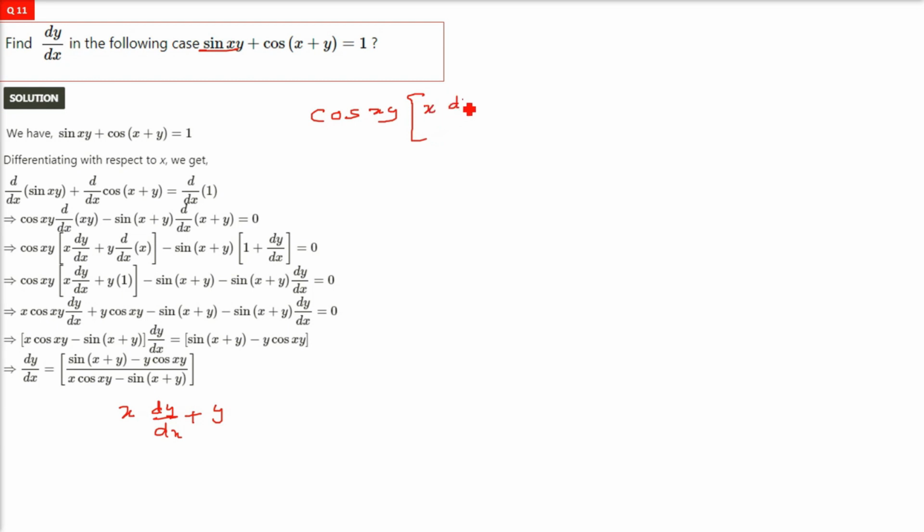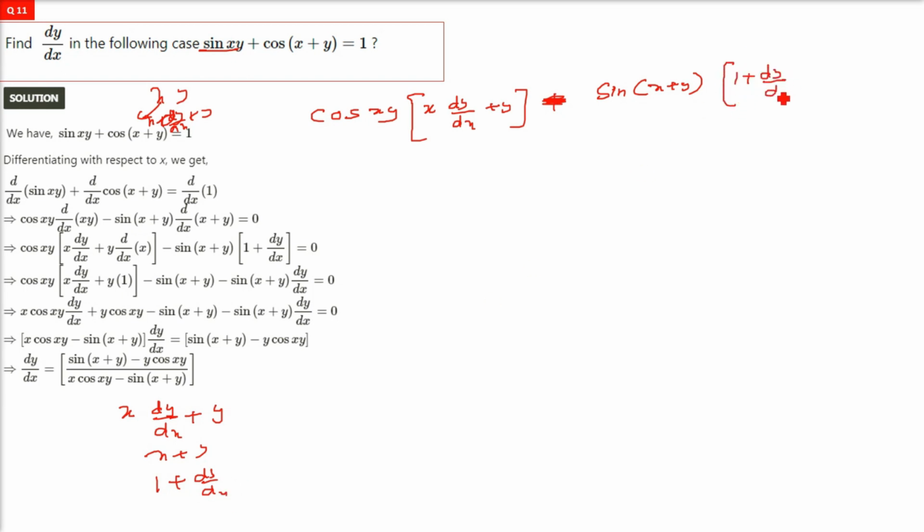So I am writing x dy by dx plus y. Okay, sin xy is cos xy, x dy by dx plus y. Now we have to, I'm just rechecking. And then we have plus cos xy will be minus sin. So I am just changing the sign. Minus sin x plus y. And x plus y will be, x will be 1 and y will be dy by dx. And this is 1 plus dy by dx. And 1, of course, the differentiation will be 0.